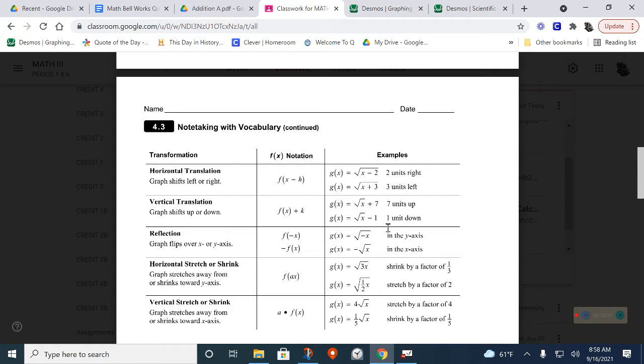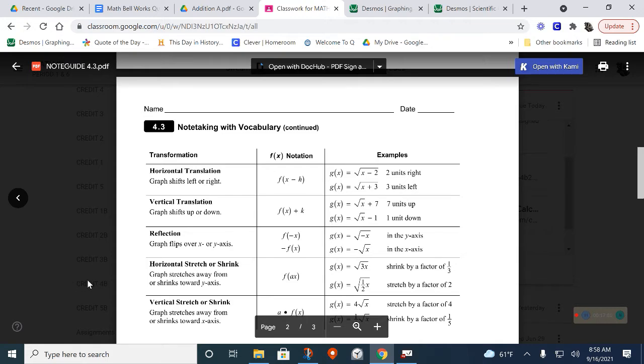Okay, so horizontal means left and right. Vertical means up and down. I'm going to translate horizontally the parent function. And we kind of call it like the child, like a play on words. Watch. Check it out.